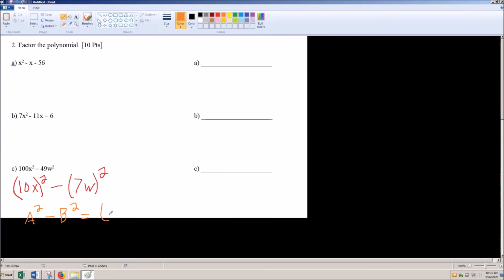My difference of two squares will always factor into a plus the thing, and then a minus the thing. So when I'm looking at my difference of two squares here, for this problem, it's going to end up being 10x plus 7w, kind of a weird w, and then times 10x minus 7w. And I'm done. Just my difference of two squares. Let's do 6c.